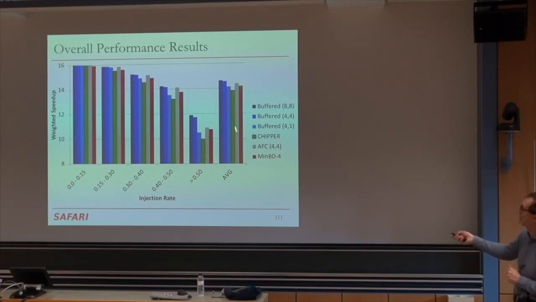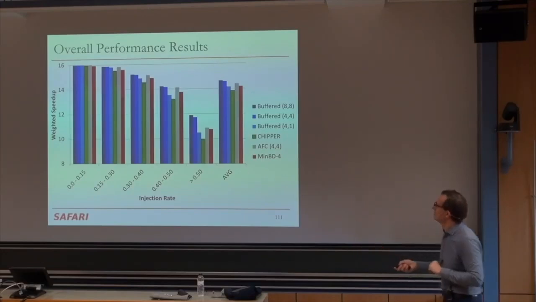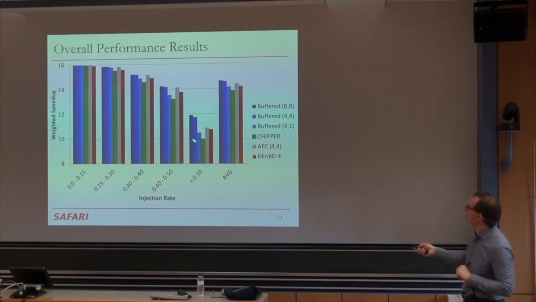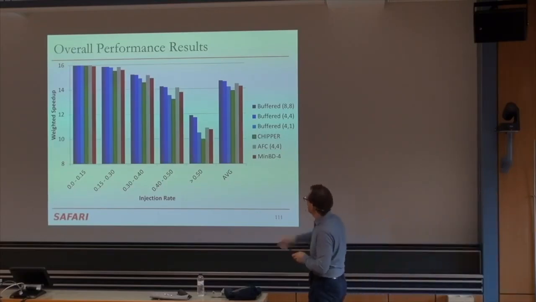This minimally buffered deflection router actually gets better than some of the buffered routers over here, lightly buffered routers, let's say. And of course, the same trends remain. At high loads, it's not as good, but it's not as bad also. At high loads, chipper is very bad, as you can see over here. It loses significant performance, but MinBD is much better.